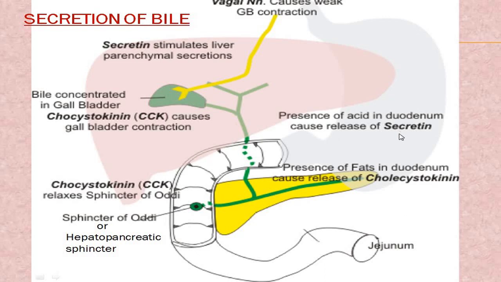And secretin, through blood circulation, reaches the liver cells, where it stimulates them to release bicarbonate into the bile. The function of the bicarbonate is the neutralization of acidic chyme.